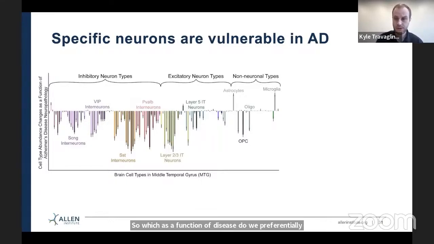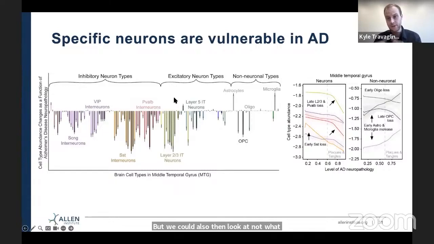And what was really interesting is in CAD, we found neurons that we kind of expected. So these are the neurons that get the neurofibrillary tangles, the excitatory IT neurons in layers 2 and 3, and to some extent in layer 5. But we also saw several inhibitory interneuron populations that were being selectively lost, and glial changes, some of which were expected.